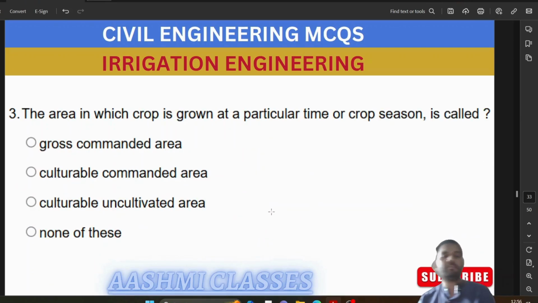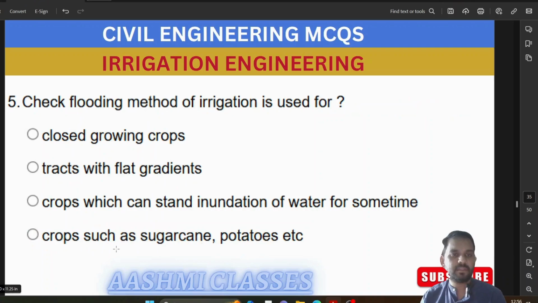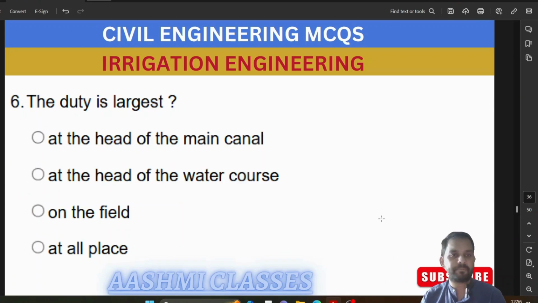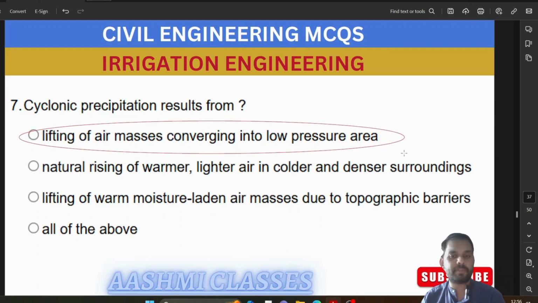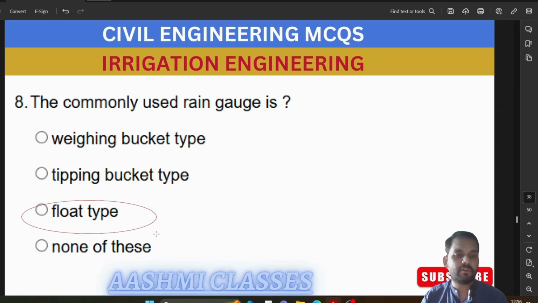The area in which crop is grown at a particular time or crop season is known as culturable command area. The ratio of the head recovered to the head put in an outlet is called efficiency. Check flooding method of irrigation is used for crops which can withstand inundation of water for some time. The duty is largest on the field. Cyclonic precipitation results from lifting of air masses converging into low pressure area. The commonly used rain gauge is float type.